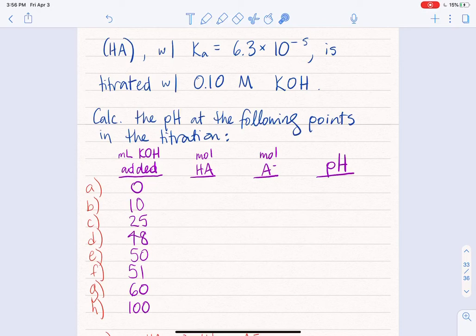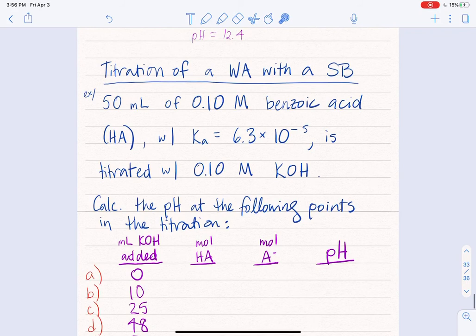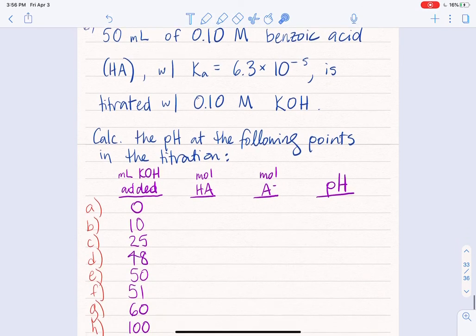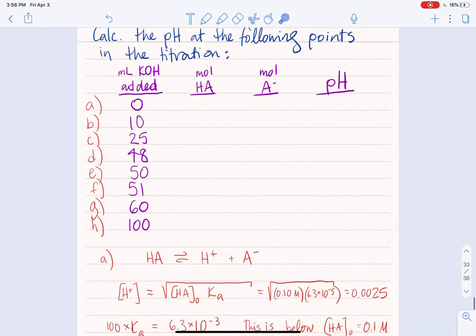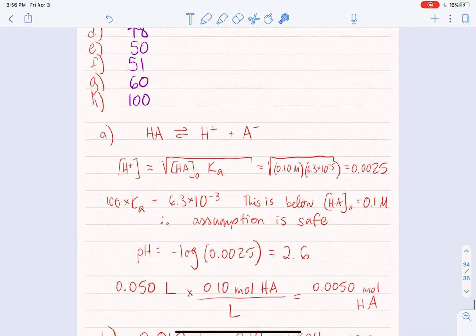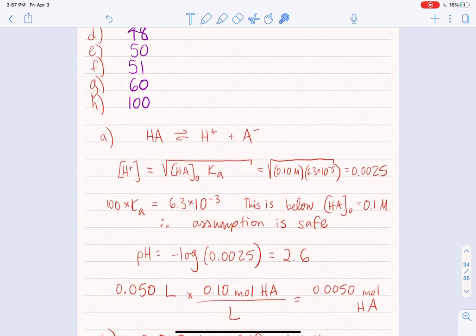Now, before we add any KOH, we are just dealing with a weak acid, 0.1 molar benzoic acid with this Ka. So this is a classic weak acid calculation. You can calculate the pH using the techniques that we learned about in Chapter 13. I will go over that briefly here, but if you want more detail, you should certainly go back to Chapter 13 for review. So benzoic acid dissociates in an equilibrium to produce its conjugate base, which I'm just calling A minus here, but it's benzoate, and a proton.